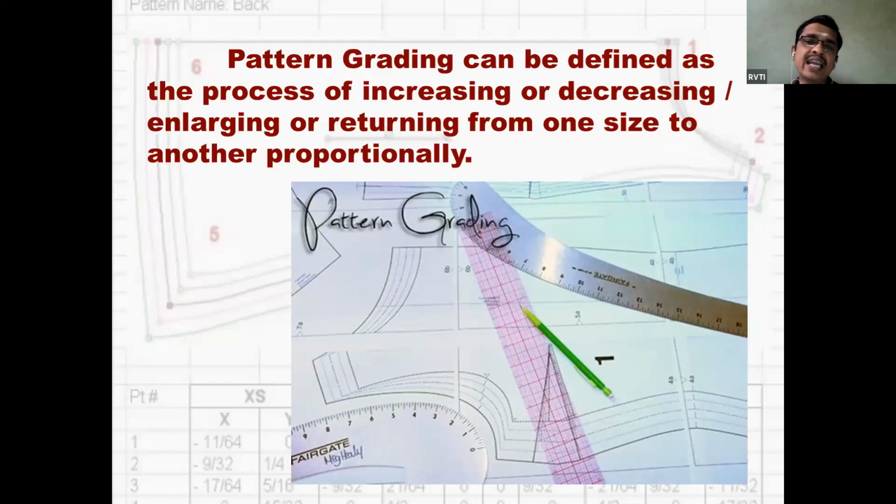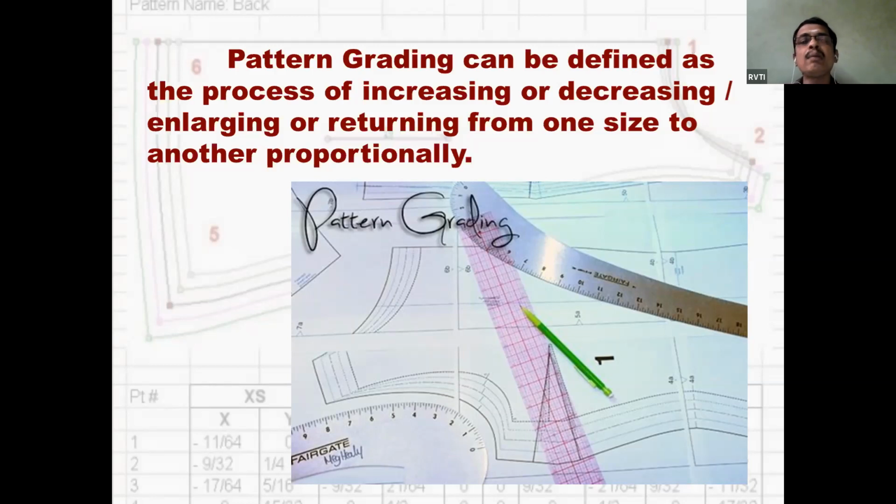So pattern grading can be defined as a process of increasing or decreasing. Otherwise, you can say enlarging or reducing. I'm sorry, there is a typing mistake here, I'm very sorry. Reducing, not returning. Reducing from one size to another size proportionately.